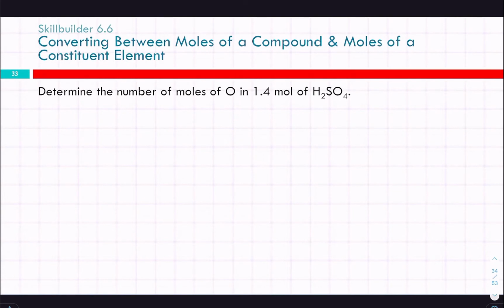We've been doing mostly whole numbers until this point, but it doesn't have to be. Works the same way. If we want to determine the number of moles of oxygen in 1.4 moles of sulfuric acid, what's the ratio of oxygen atoms to sulfuric acid molecules?